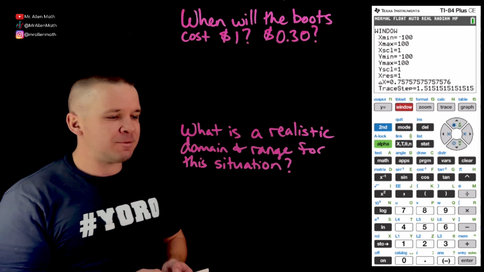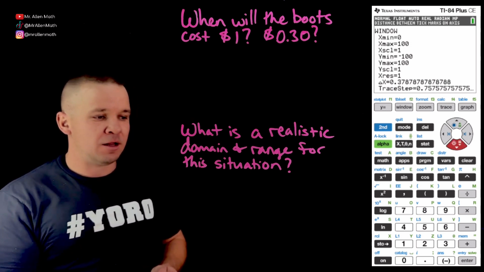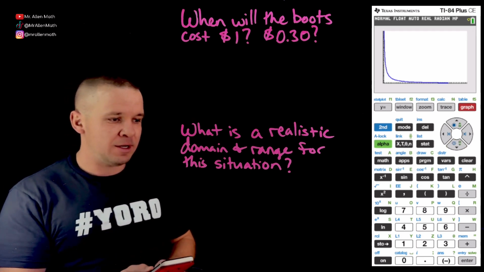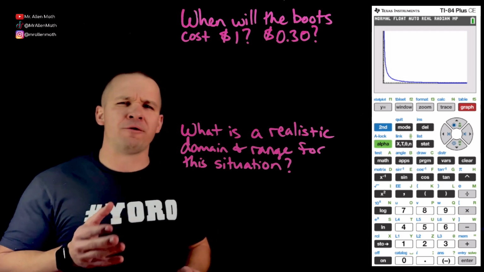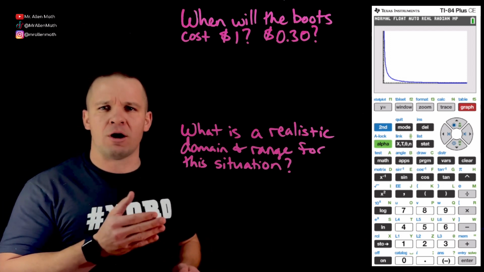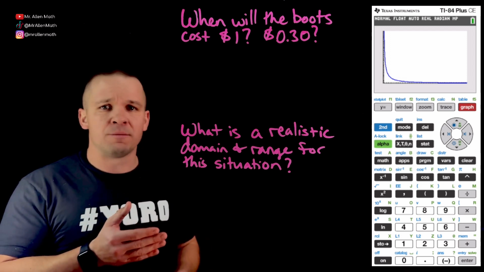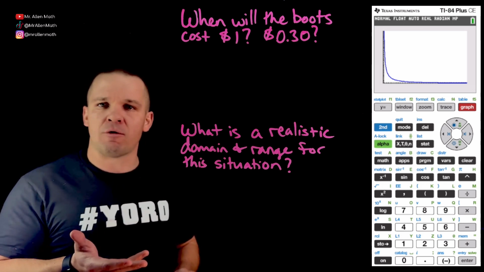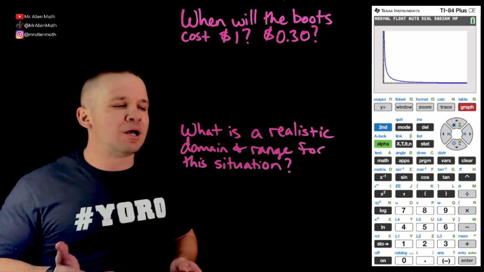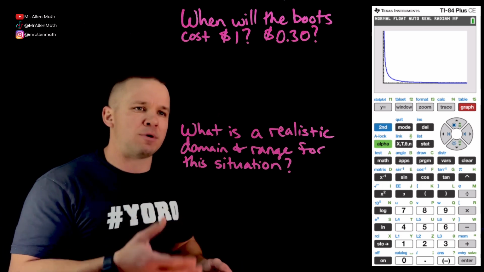Okay, so back to my window. Let's go to 0 for the Y minimum. Hit graph. There we go. This is what we're really focused on because we're talking about a positive number of wears of the boots, and positive amounts of money. So I want the first quadrant. That makes sense in the context of this problem.